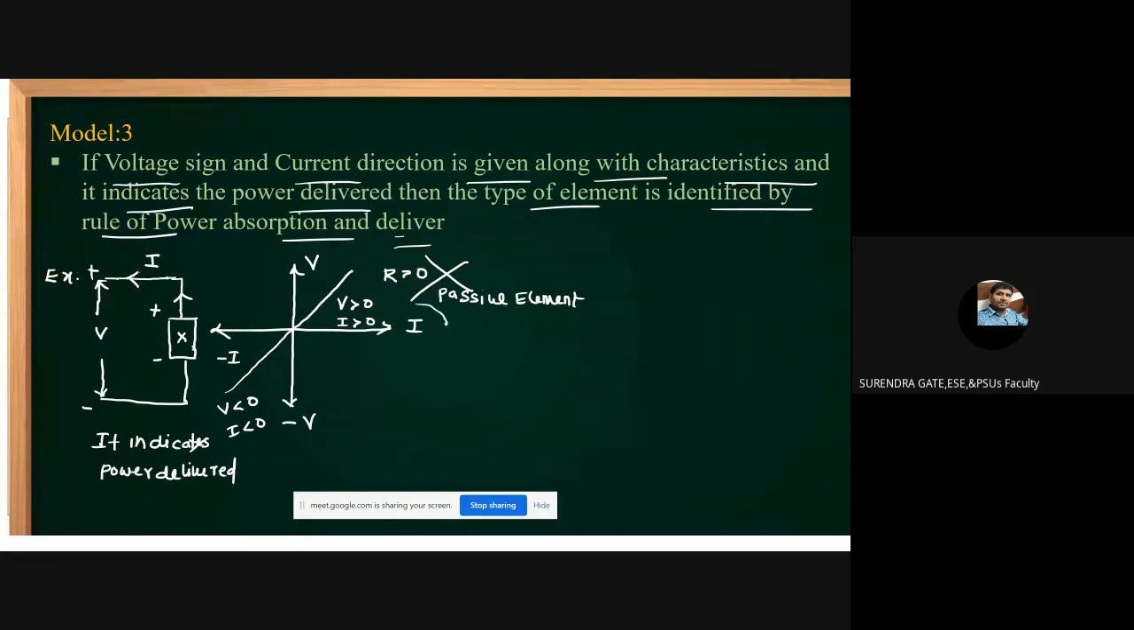Power is positive, and positive power means power is delivered. Which elements will deliver power? Active elements. That's why it is an active element.